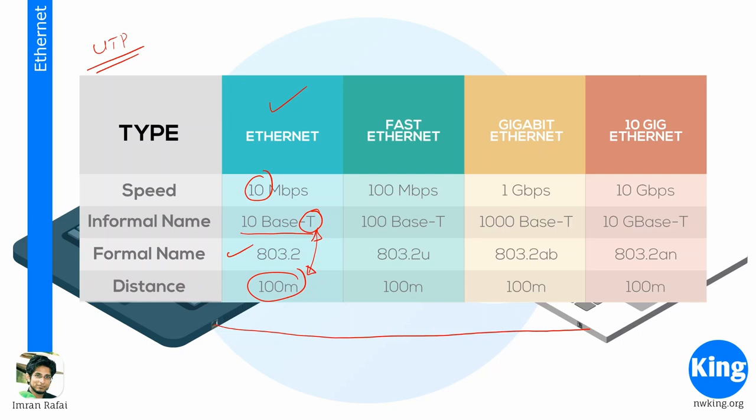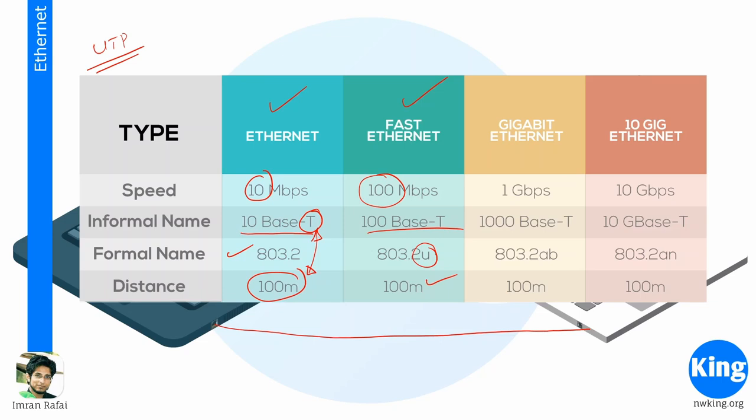The next type of Ethernet that you would see is called Fast Ethernet, and Fast Ethernet can do speeds of up to 100 Mbps. It has an informal name of 100 base T. It has a formal name of 802.3u, right? And of course, it again does 100 meters.